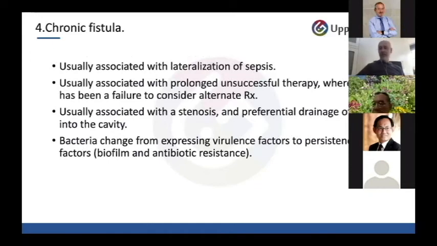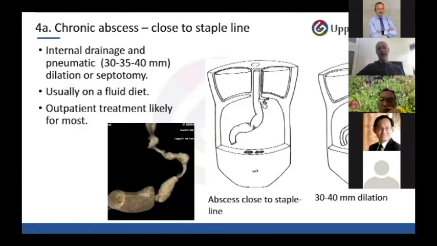I think this is usually associated with lateralization of sepsis, and it's usually also associated with prolonged unsuccessful therapy when the clinician's not accepted that their therapy is not working and they've stuck with something that isn't working, and they've encouraged the sepsis to become chronic. There's often a stenosis and often preferential drainage into the cavity. Clearly, in these patients, the bacteria change from virulence factors to persistence factors.